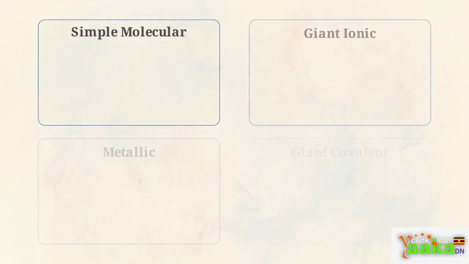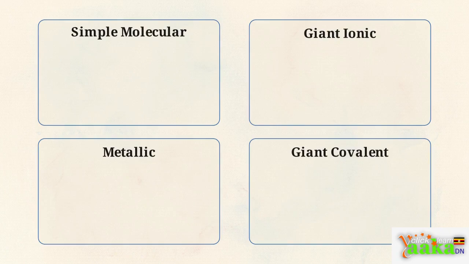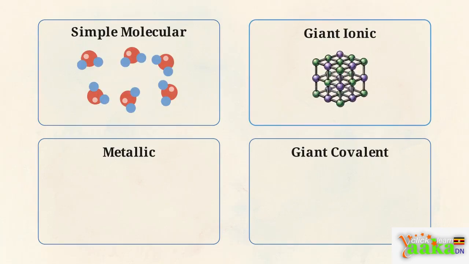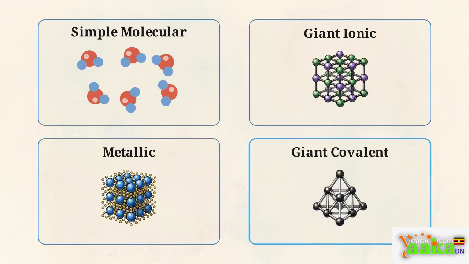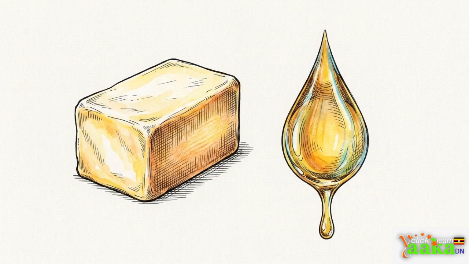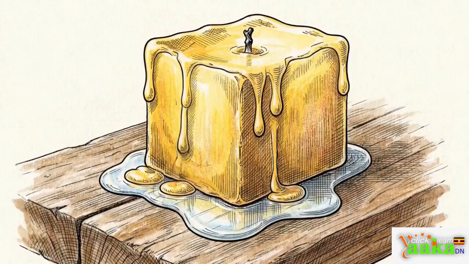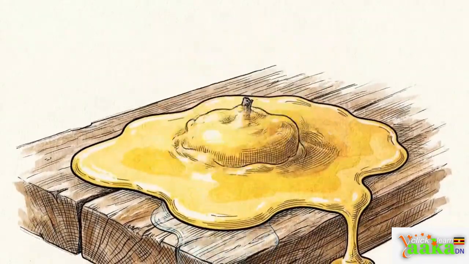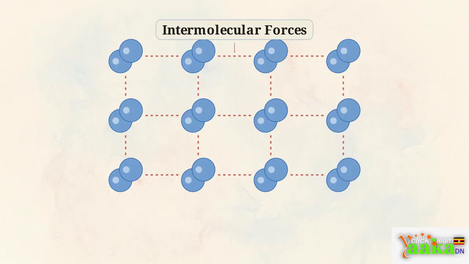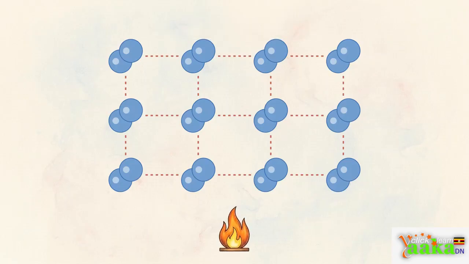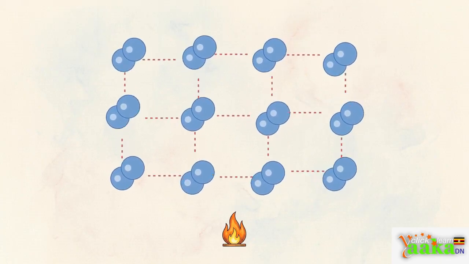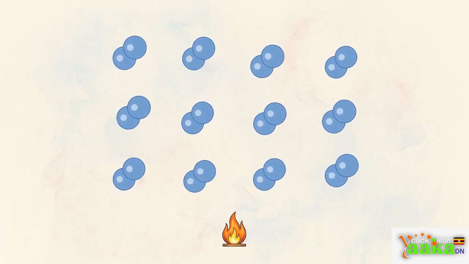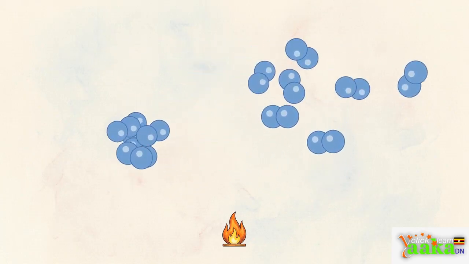This diagram maps out the 4 primary structural blueprints of matter: simple molecular, giant ionic, metallic, and giant covalent. Let's start by looking at simple molecular structures. If you've ever watched candle wax or cooking oil melt on a warm day, you've seen this blueprint in action. In this diagram, you can see these small, distinct molecules are held together by intermolecular forces. Think of these forces like weak magnets. It takes very little thermal energy to break them apart and turn the solid into a liquid.